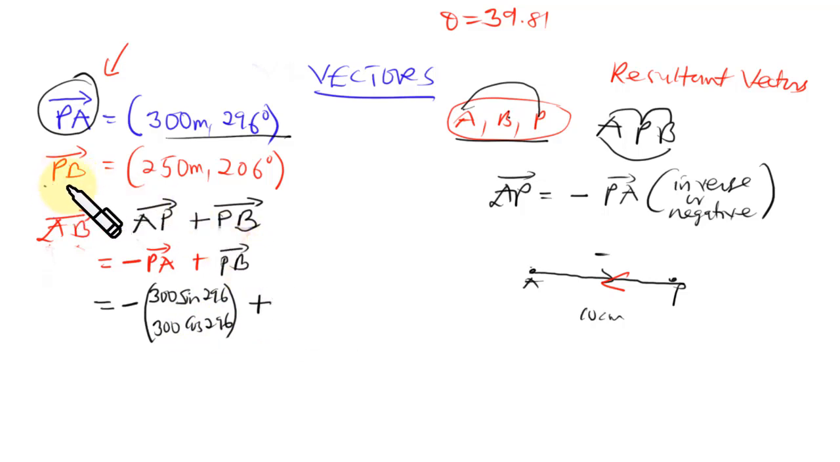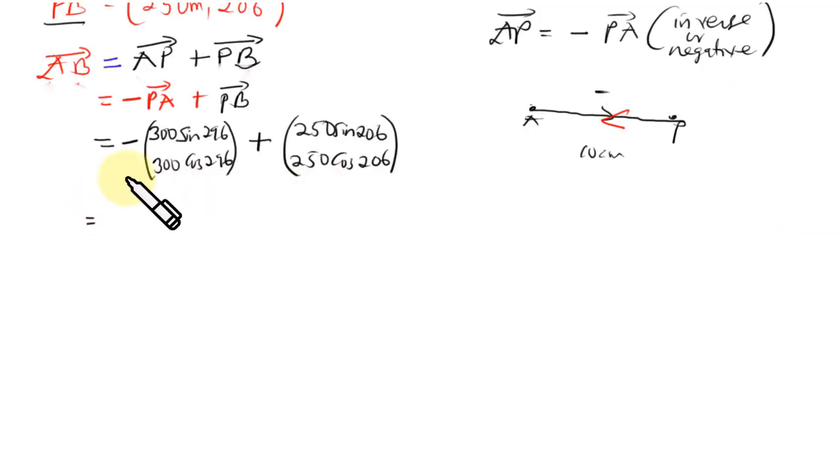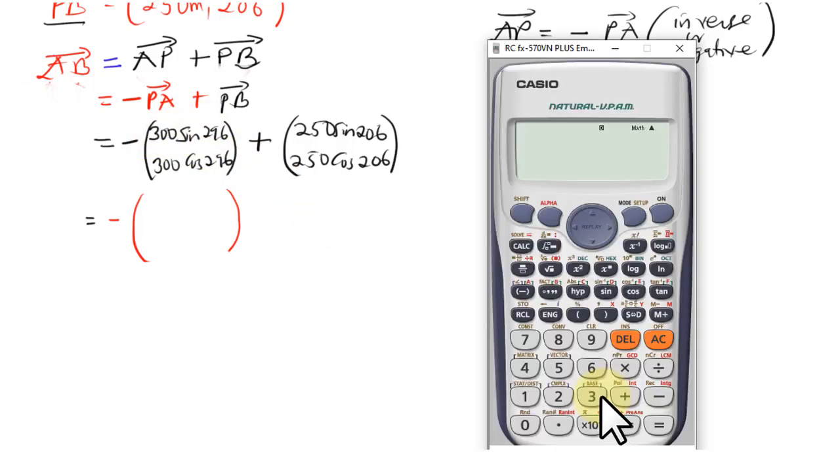The vector PB is the same thing, but there is no need to negate it because the direction is the same. So I'll write 250, then sine of the bearing, that is 206. Then I'll write 250 again, then cos of the bearing, that is 206. Let me put the negative here so that it becomes very clear. And here I'm going to type 300 sine 296 on my calculator, and when I press equal, I have negative 269.